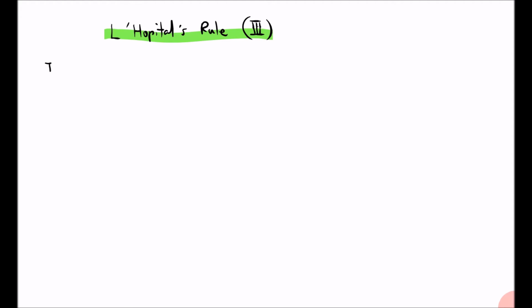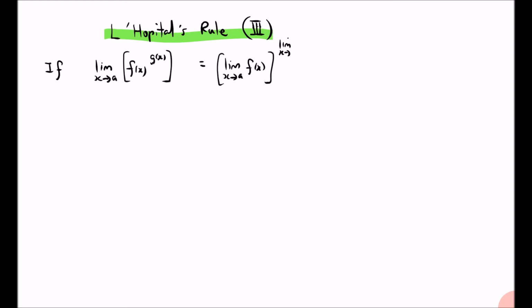So first we say if limit x approaches a of f(x) to the power g(x). There are powers involved, so this will be the same as limit x approaches a of [f(x)] to the power of limit x approaches a of g(x).